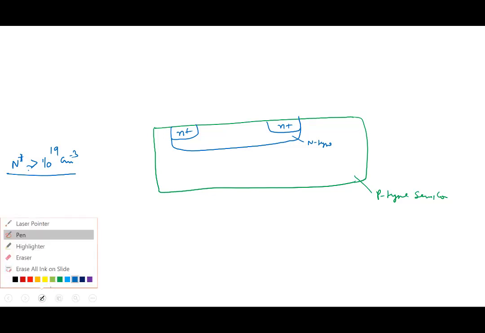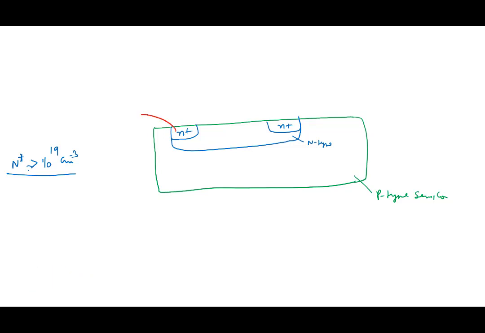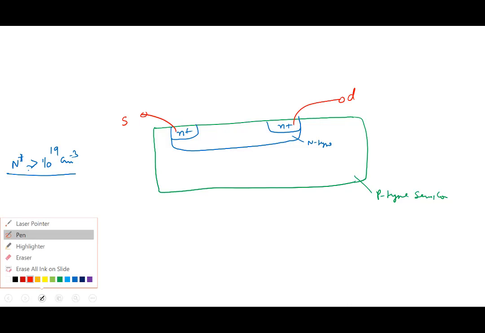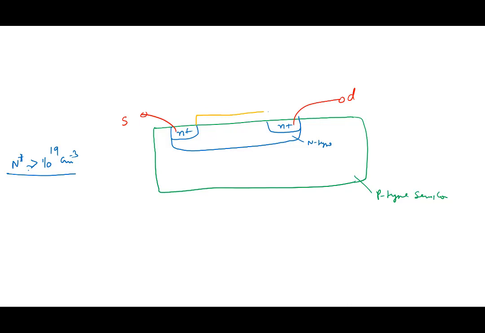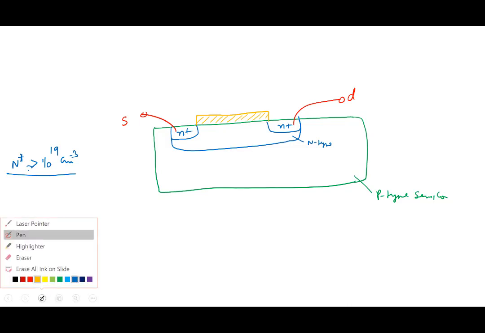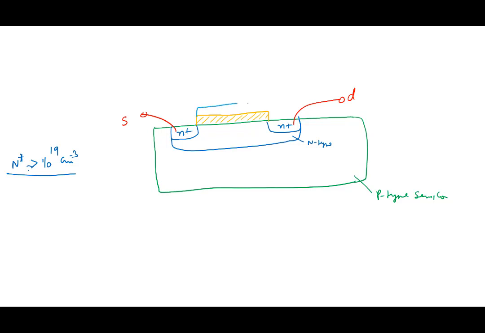So all that I have done is, let's call this the source terminal. Let's call this the drain terminal here. Source and drain. But now, note that between source and drain is N-type, so this is nothing but a resistor right now. So I'm going to add the field effect principle to it by putting an oxide here, the silicon dioxide, shaded region oxide. And on top of the oxide, I'm going to put a metal. So this is metal and this is oxide.